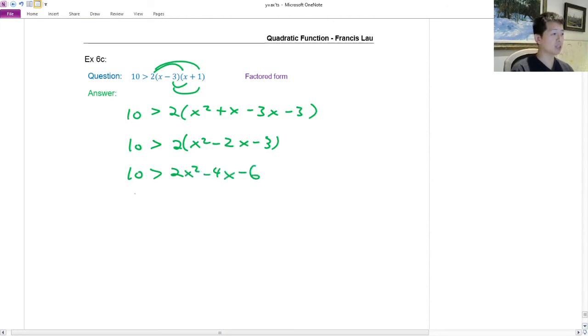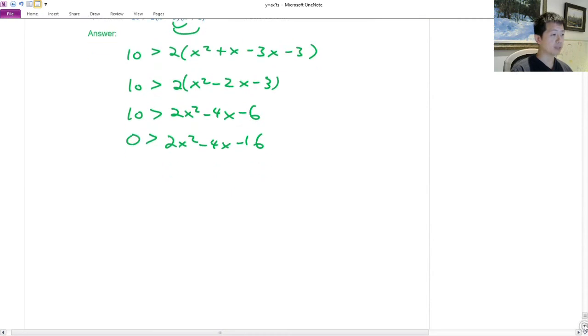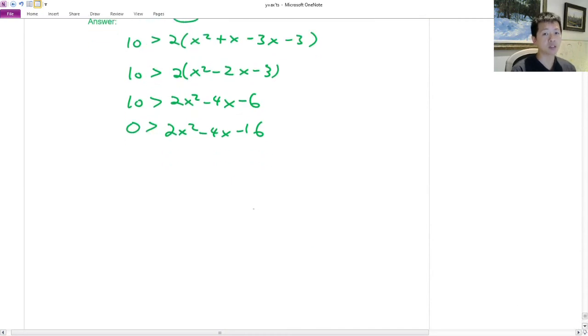Moving the 10 to the other side, so I have an equation that has a 0 on one side: 2x squared minus 4x minus 16. From that, this is going to become a general form, so I'll actually use the factor method. I'll factorize this. First, I'll just take the common factor out.